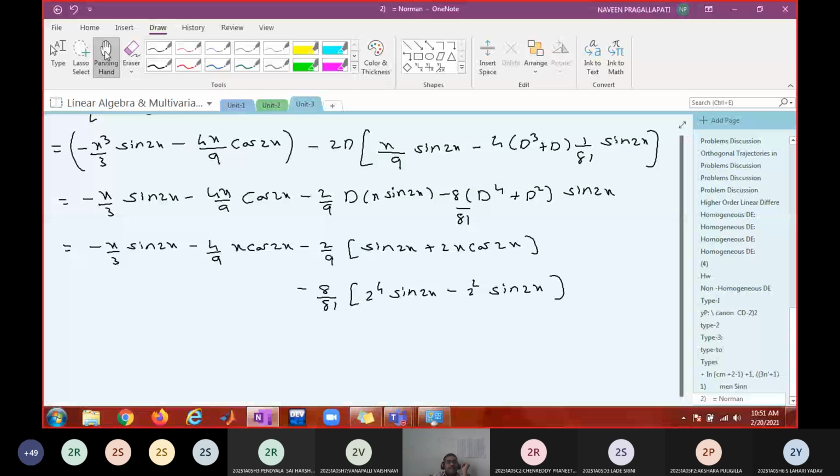You just simplify all these terms and tell me the final expression. I want you to simplify this and tell me the final expression.